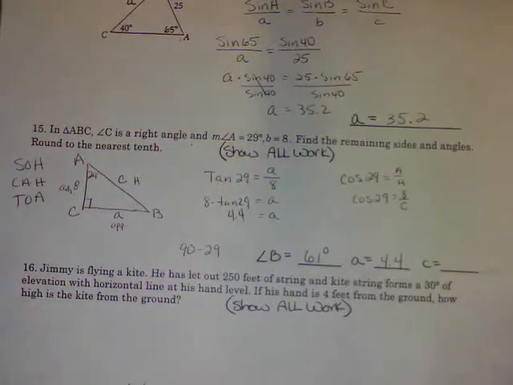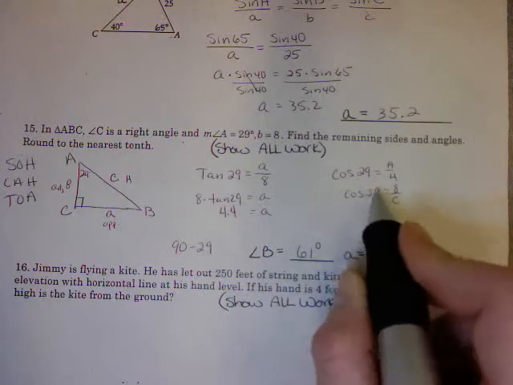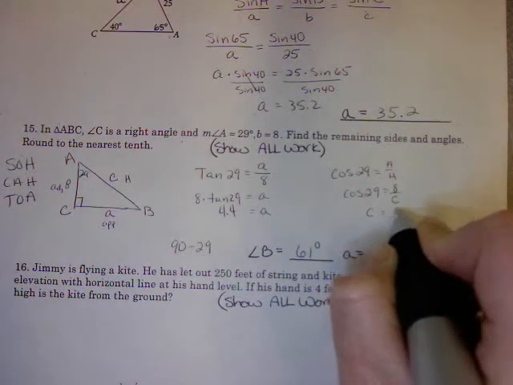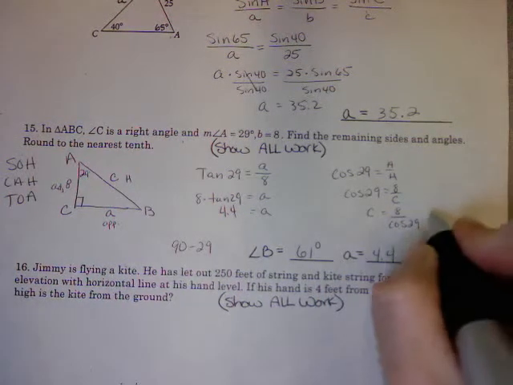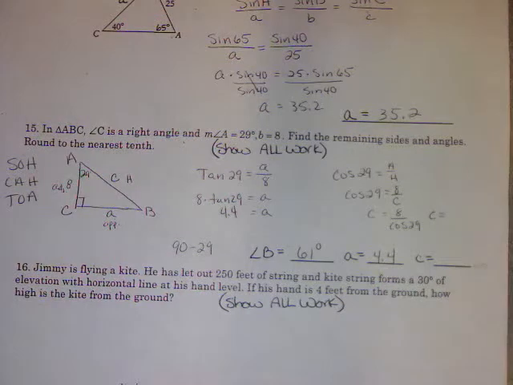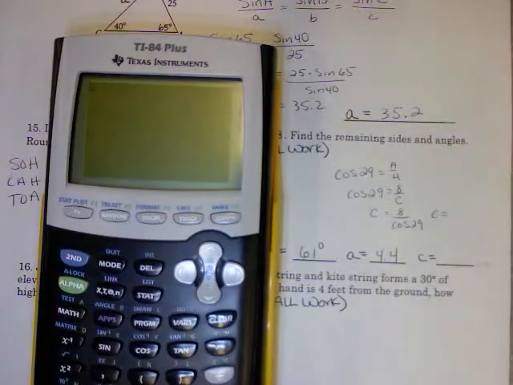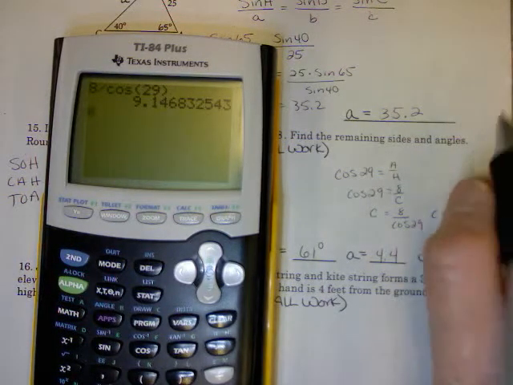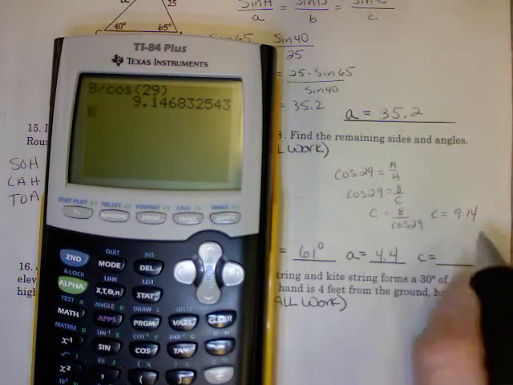Now our variable is in the denominator, so properties of proportions allow us to switch diagonally. So we'll switch the c out and replace it with the cosine of 29. So c is just going to equal 8 divided by the cosine of 29. So we can do that again in the calculator. 8 divided by cosine of 29, and that will give us 9.14. And we need the nearest tenth, so we'll just do 9.1.